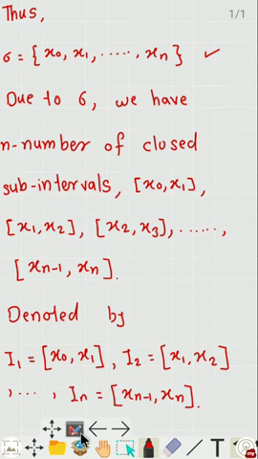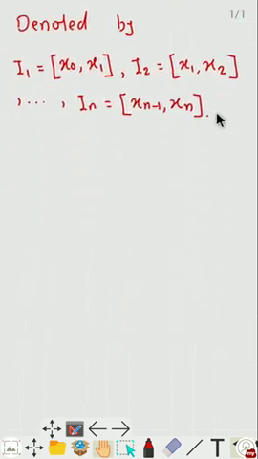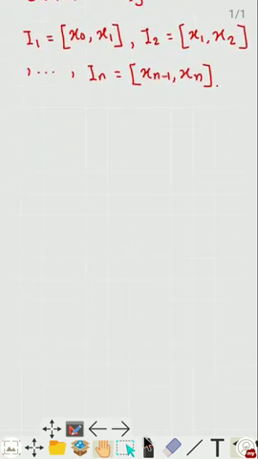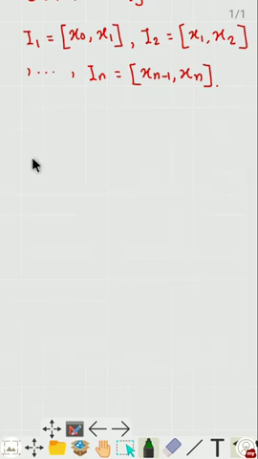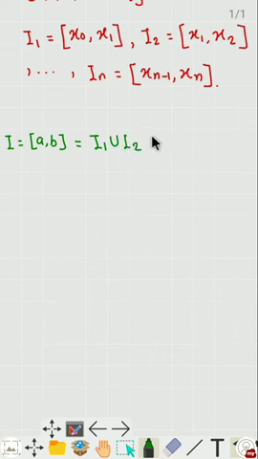And if we observe, if I take the union of all these subintervals, then what will happen? See here, our closed interval a comma b is equal to I1 union I2 union dot dot dot union In. So if I take the union of all these n intervals, then we get our original closed interval a comma b.